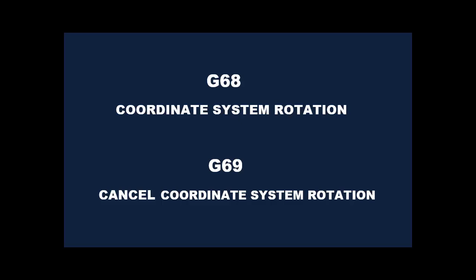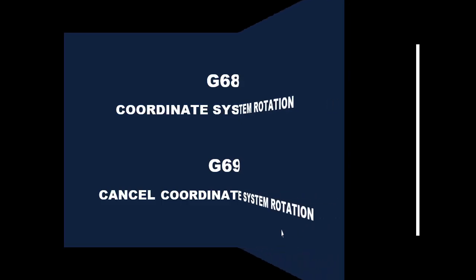Alright, and welcome back to lesson 15 of basic CNC programming. In this lesson we're going to be talking about coordinate system rotation. We're going to cover two new G codes, the G68 to actually rotate the coordinate system, and then the G69 to cancel the rotation of the coordinate system. Now this command will allow you to rotate your program at any angle with one simple command. So let's take a look and see how this is done.